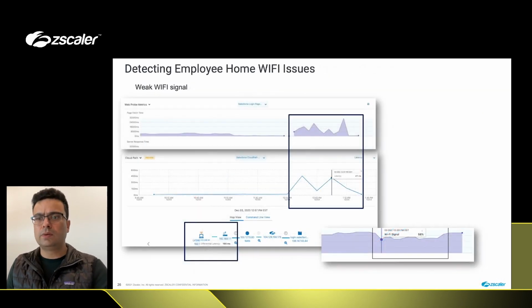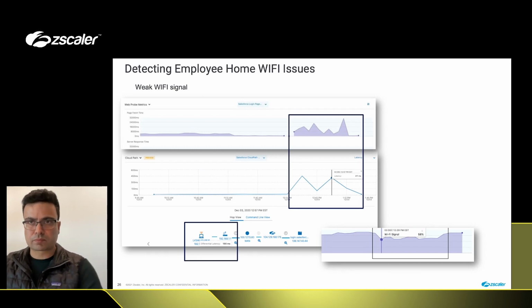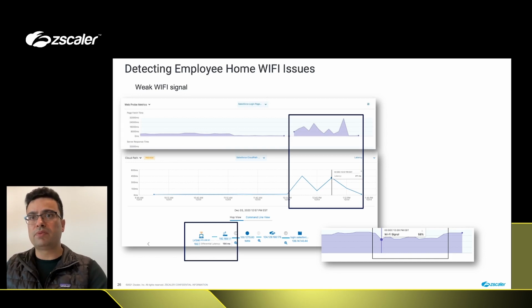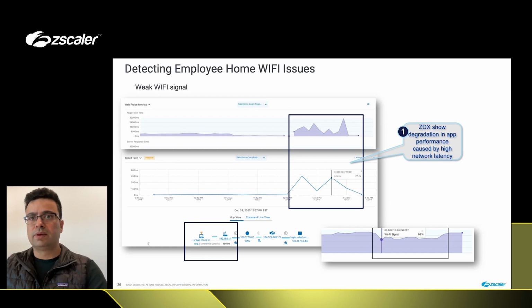And finally, let's take a look at a home Wi-Fi problem in a specific employee's use case. In this case, this employee was having a weak Wi-Fi signal. ZDX is also able to identify when users may be having home Wi-Fi issues. Here we see slow app performance in the purple bar, corresponding to high latency. When looking at where that latency is coming from, we can see high latency between the endpoint and the access point, and then a corresponding drop in the Wi-Fi signal strength.